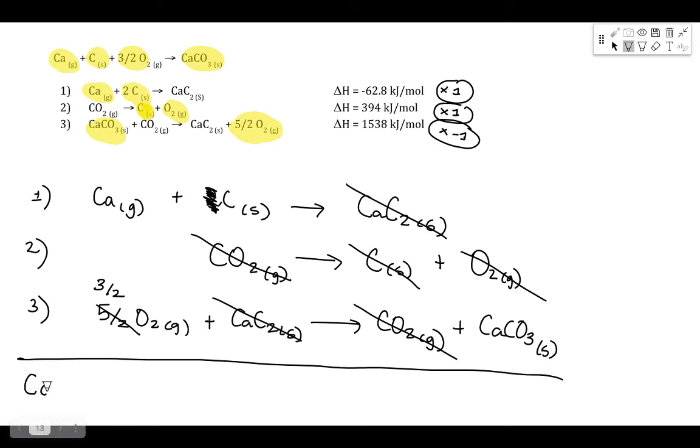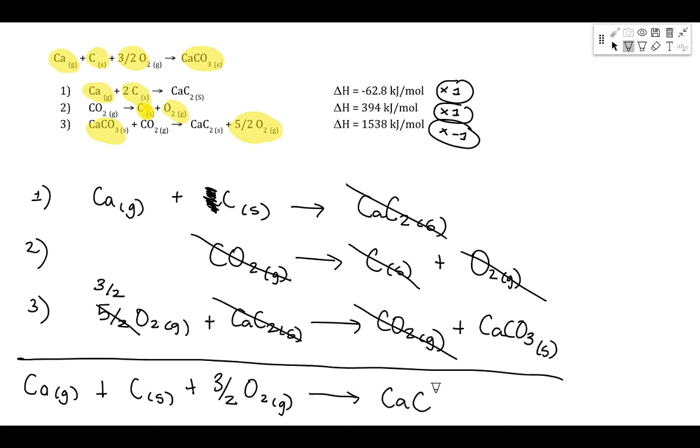So let me just write out the reaction. So Ca gas plus carbon solid plus 3/2 O2 gas. And if you want to write that as a decimal, that's totally fine if you prefer to do that. And all of this forms CaCO3 solid, right? So you can see how that did result in the target equation.